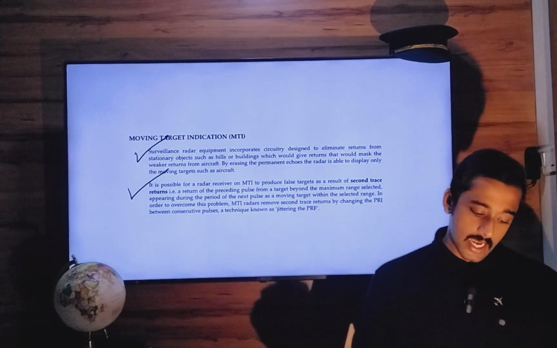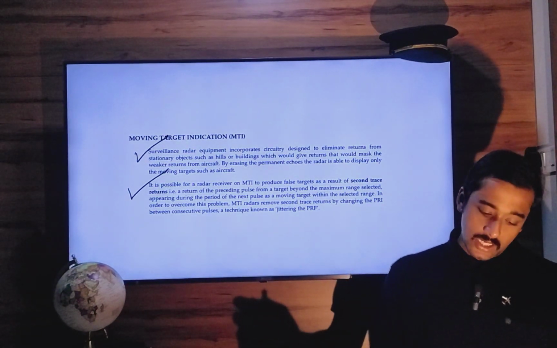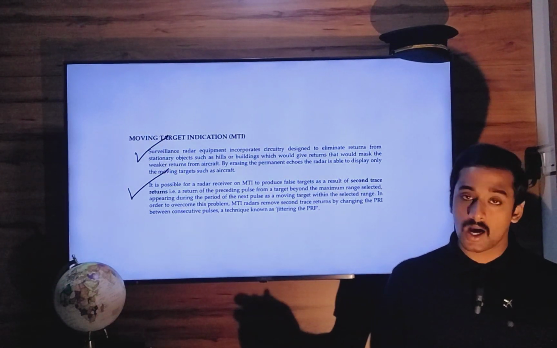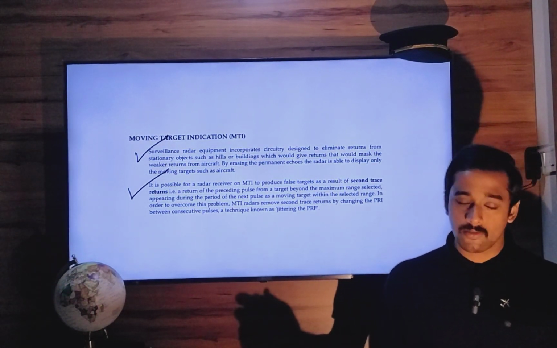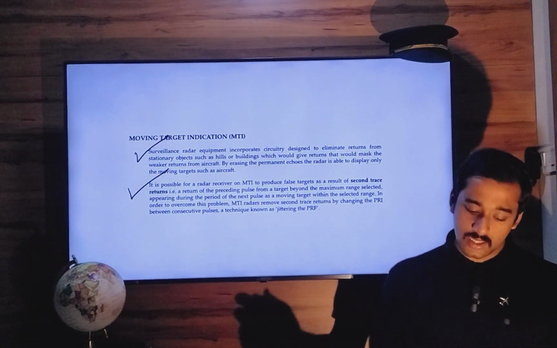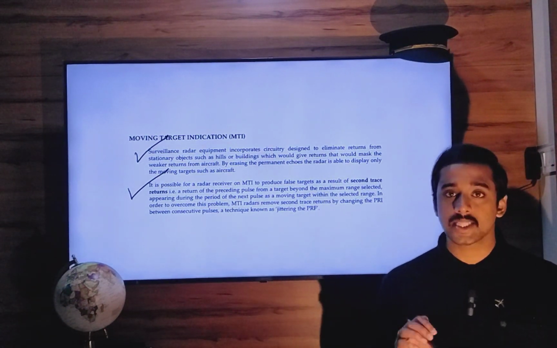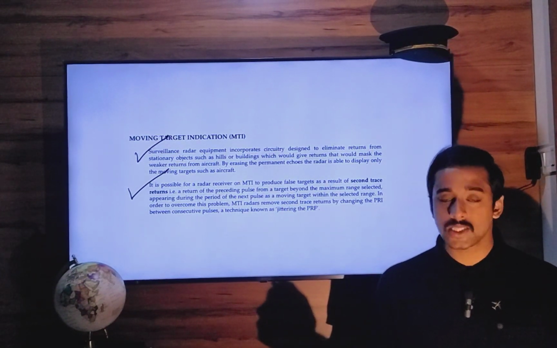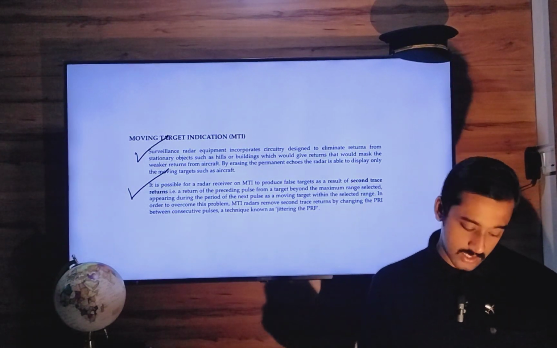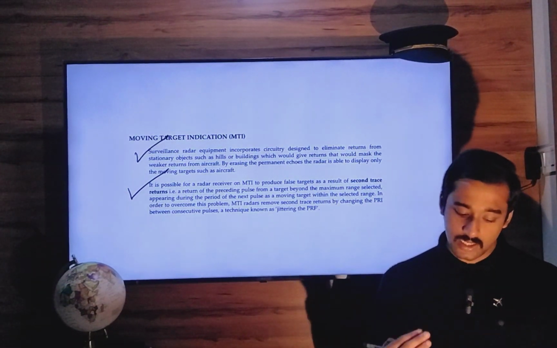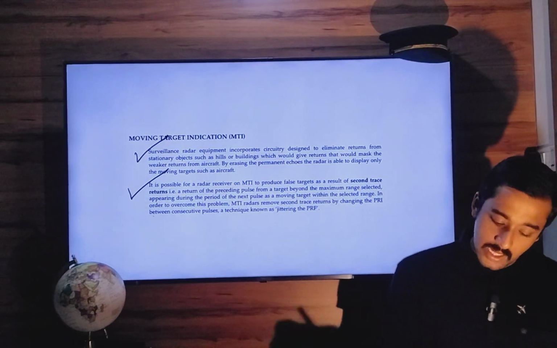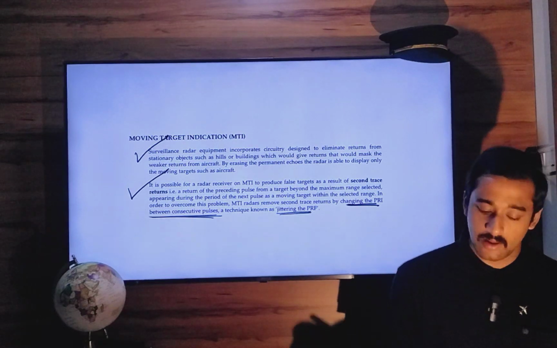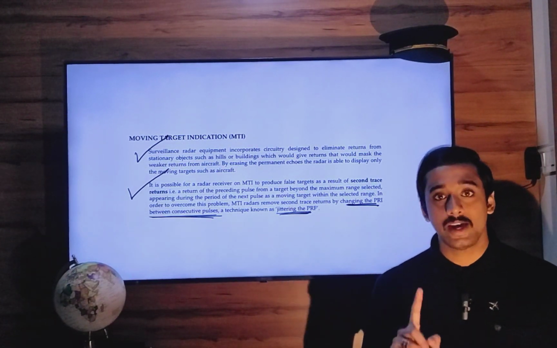Surveillance radar equipment incorporates circuitry designed to eliminate returns from stationary objects, which would give returns that would mask the weaker returns from aircraft. By erasing the permanent echoes, the radar is able to display only the moving targets like aircraft. It is possible for a radar receiver or moving target indicator to produce false targets as a result of second trace returns. The second trace returns are removed by changing pulse recurrence frequency between consecutive pulses, a technique known as jittering the PRF. Very important point for your ATPL written exam.